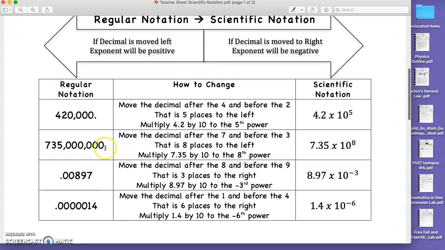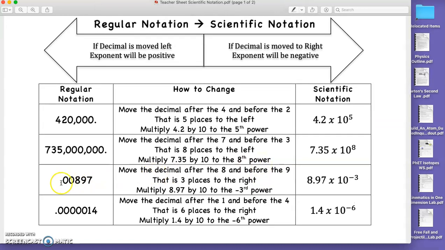Here we have this big number, and again, my decimal's here, and I want to move it to here because I want my number to be between 1 and 10. So I go 1, 2, 3, 4, 5, 6, 7, 8. So it's 7.35 times 10 to the 8th.